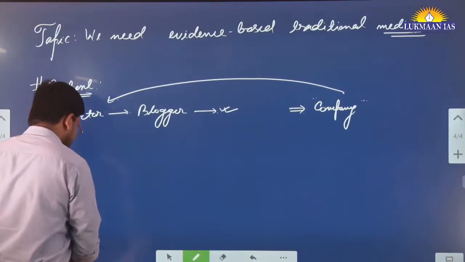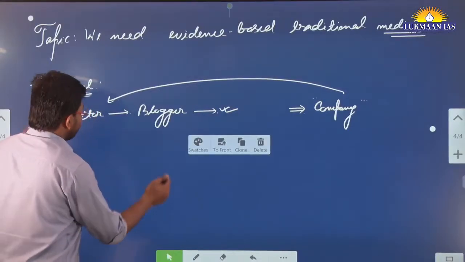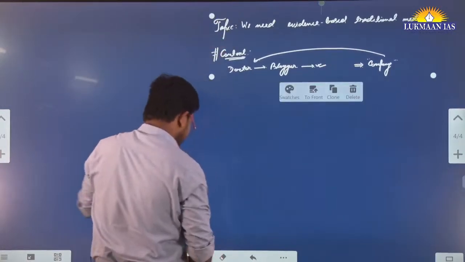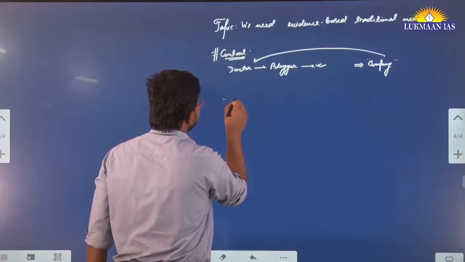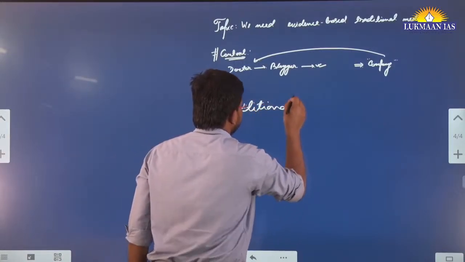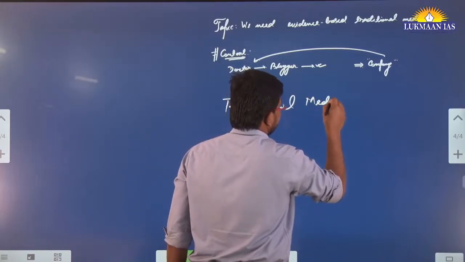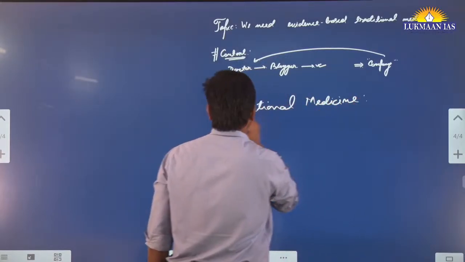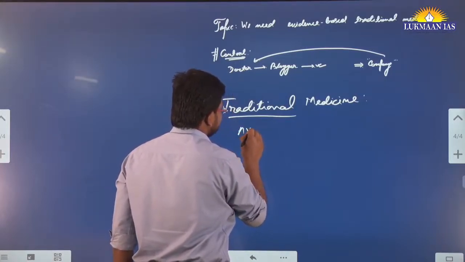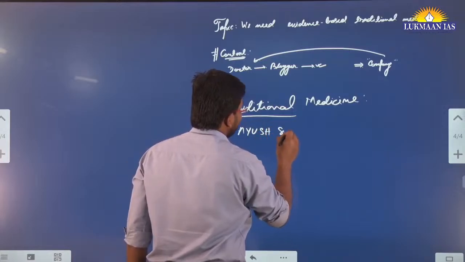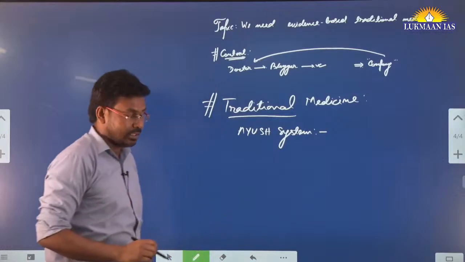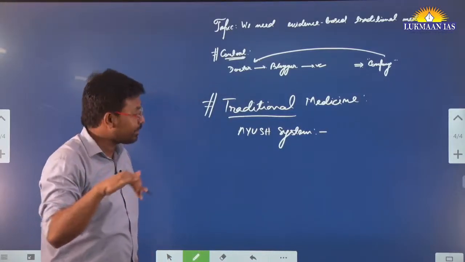When we talk about traditional medicine, it has various branches as part of it. In India we consider traditional medicine to include, let's say, the Ayush system of medicine. The Ayush system is considered a traditional system of medicine, and Ayush has various sub-branches in it.